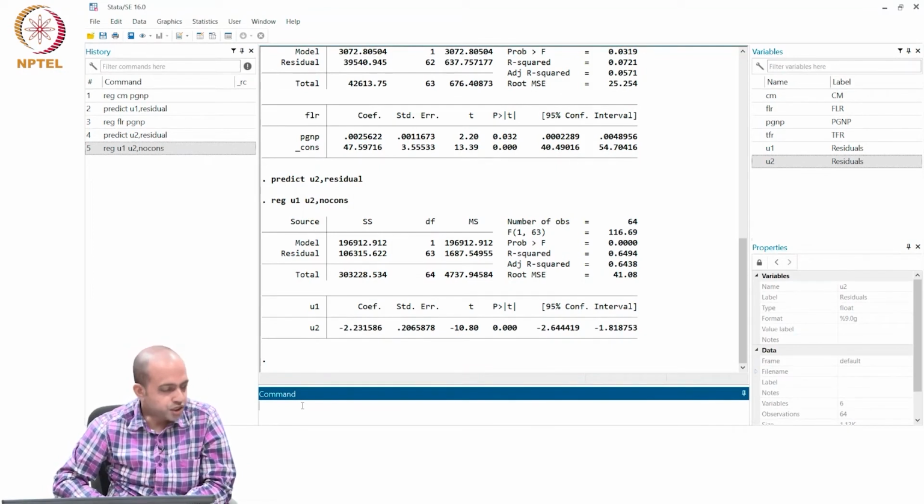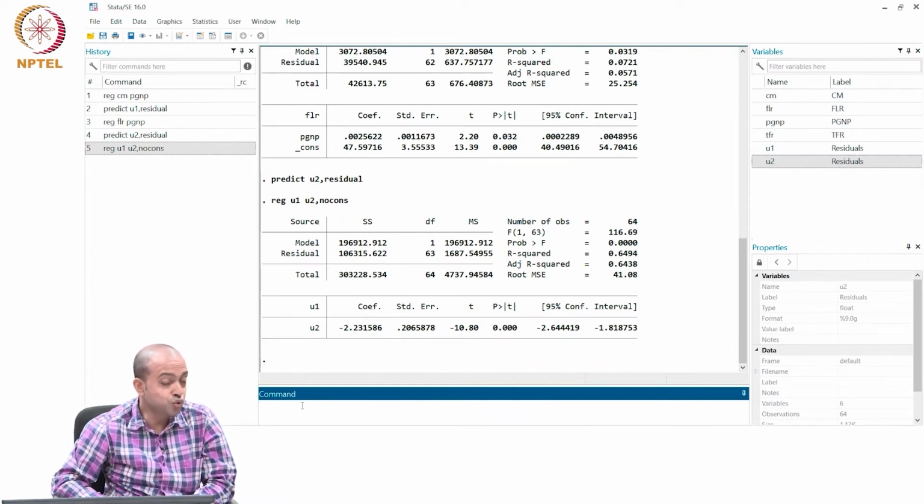Okay. So, what is the coefficient here? Coefficient of U2 is minus 2.231. So, that means for a unit change in U2, U1 changes by minus 2.231 unit on an average. But then what is this? What is its relation with the original equation?